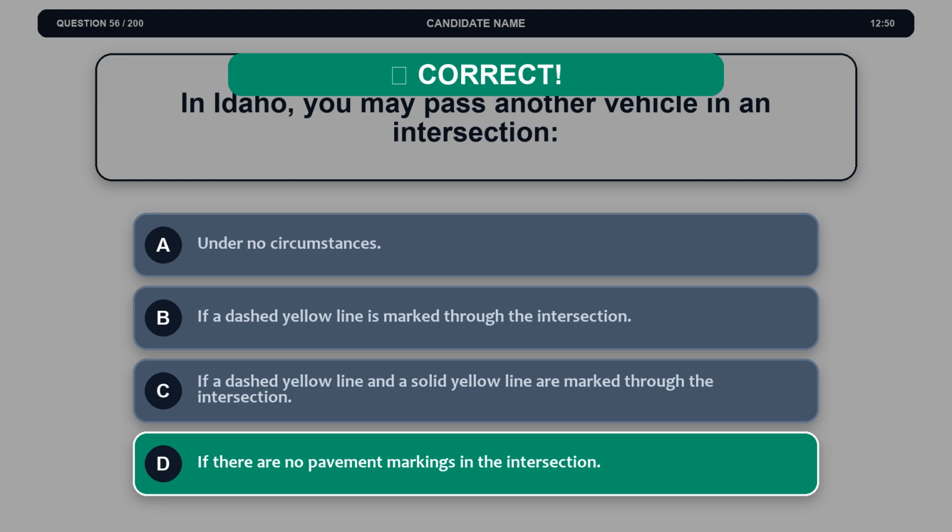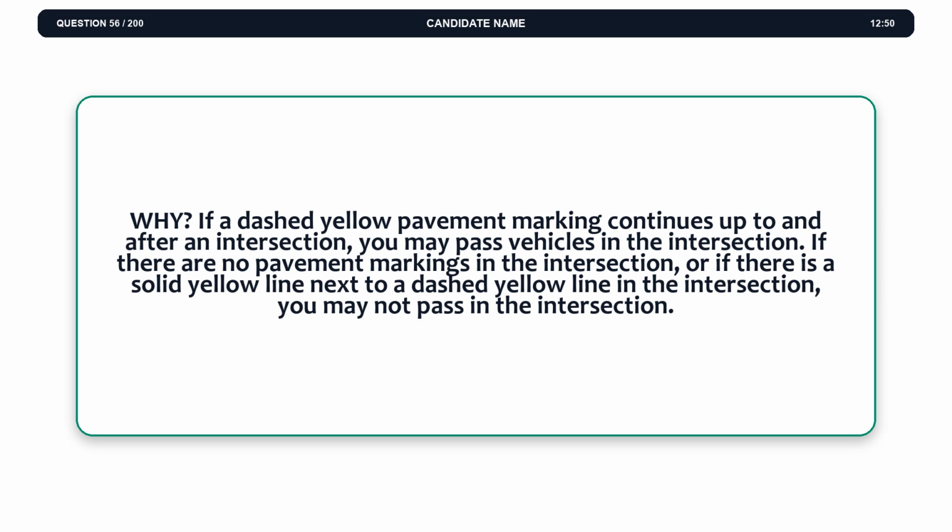The correct answer is option D, if there are no pavement markings in the intersection. Explanation: if a dashed yellow pavement marking continues up to and after an intersection, you may pass vehicles in the intersection. If there are no pavement markings in the intersection, or if there is a solid yellow line next to a dashed yellow line in the intersection, you may not pass in the intersection.